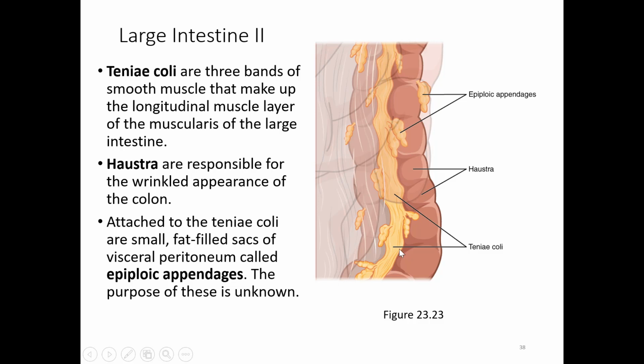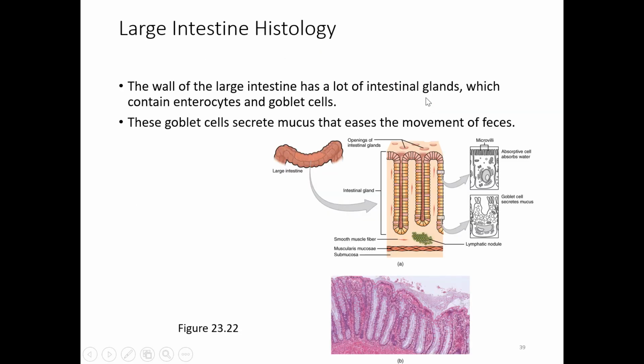Structure of the large intestine. If you look from the outside, you'll find that there are 3 bands of smooth muscle, which are called taenia coli. Between them, there are pouch-like structures called haustra. And finally, attached to those smooth muscles, taenia coli, there are pretty small epiploic appendages, fat-filled sacs of visceral peritoneum. Their function is not well known.